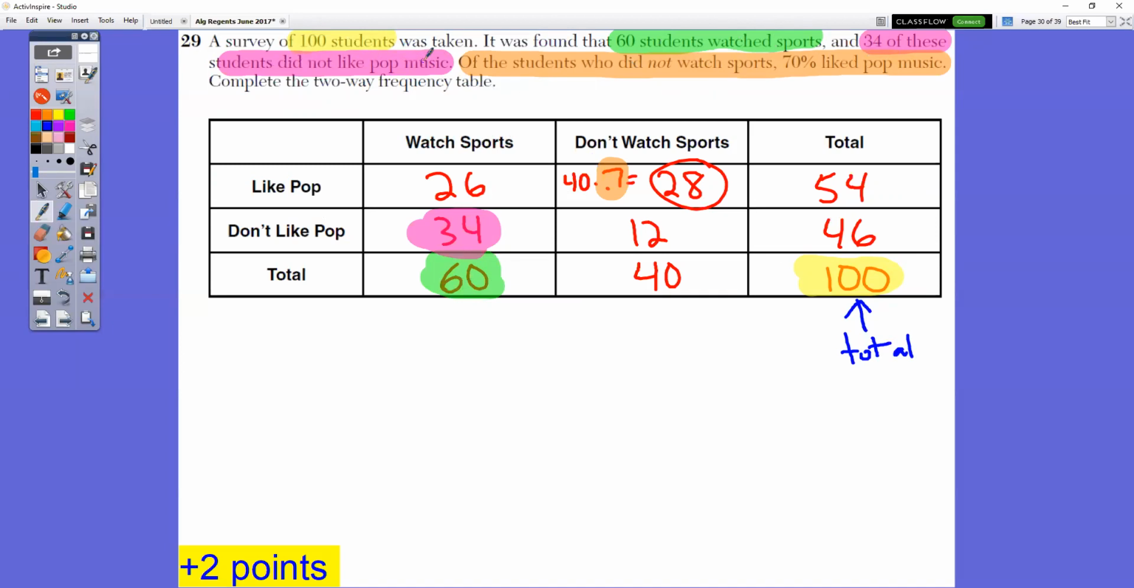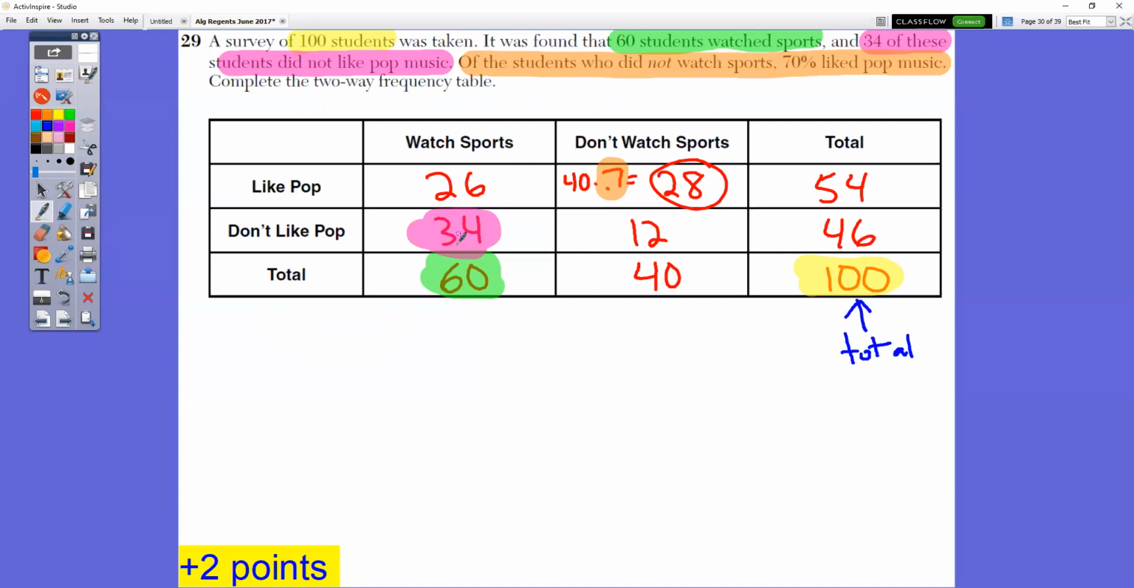34 students did not like pop music. So in the watch sports category, 34 did not like pop music. So they gave you that number. Of the students who did not watch sports, 70% liked pop music.